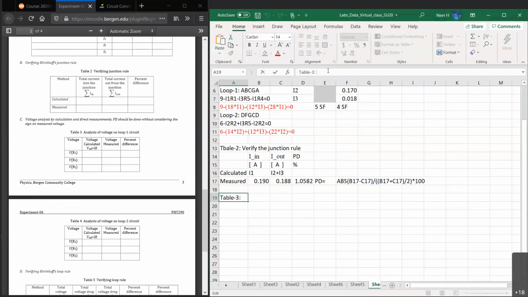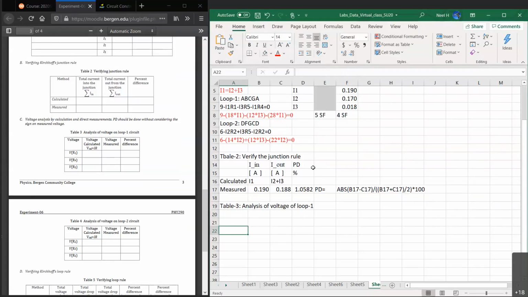Now in part C, verifying the loop rule, the table number 3, we're going to verify the loop rule by using loop number 1. So the analysis of voltage of loop 1. So that's our loop rule 1, applying the loop rule for loop number 1. In this case, first what we're going to do, not really validating the loop rule, we're just going to take a look at the voltage values, right?